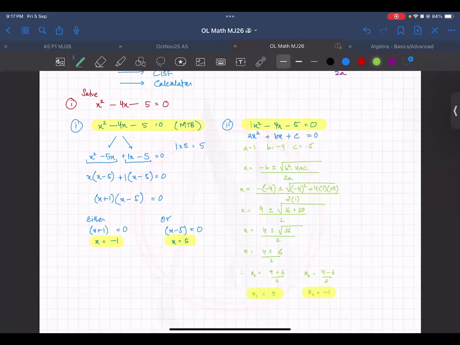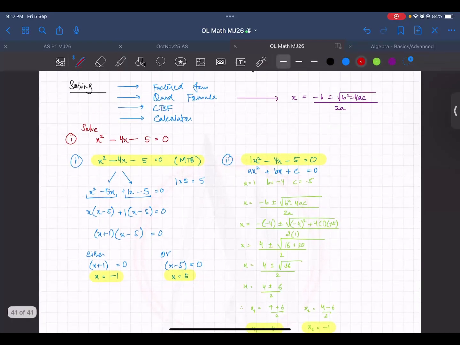I will tell you one more piece of inside information that teachers won't tell you. The maximum number of solutions is equal to the maximum power of the equation. Because in a linear equation, what is the maximum power? It is 1. That is mx plus c. x has power 1.